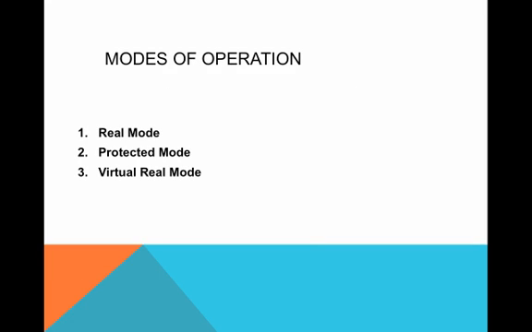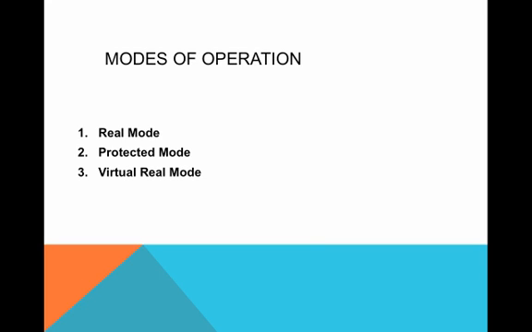Modes of operation. We have three modes of operation: the real mode, the protected mode, and the virtual real mode. The real mode can execute only one program at a time and addresses only 1 MB of system memory at a time, and directly accesses memory and hardware. It is subject to crashes, available to all modern processors, and only used by DOS and DOS applications.